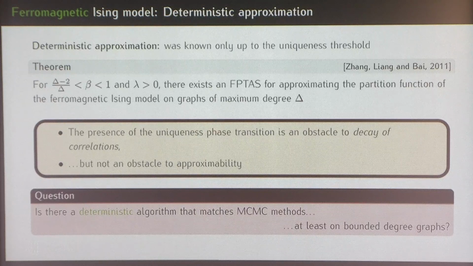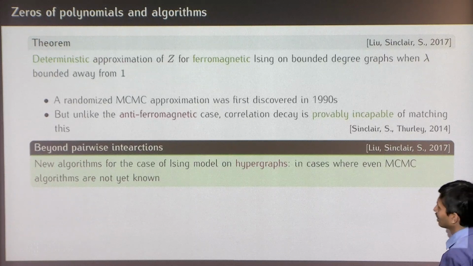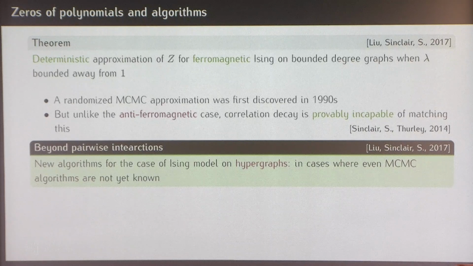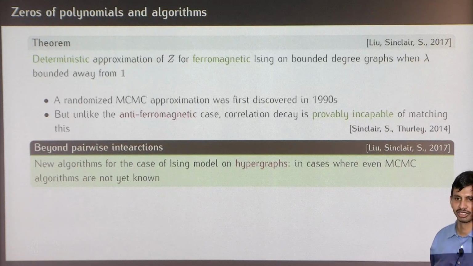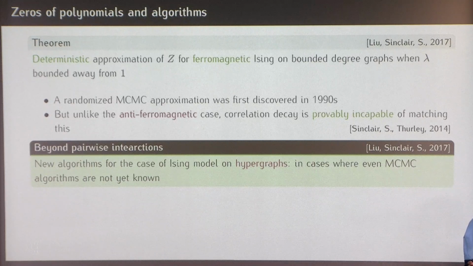So, yes, the workshop is on zeros of polynomials, so this is where they come in. It turns out that one can get such an algorithm, and one gets it using the properties of the complex zeros of the ferromagnetic Ising partition function. What one can show is that as long as the graph is bounded degree and the field is bounded away from 1, so the field parameter lambda is bounded away from 1, in the usual parameterization this means that you don't have zero field. You have some finite, either positive or negative field. Then one can deterministically approximate the ferromagnetic Ising partition function.